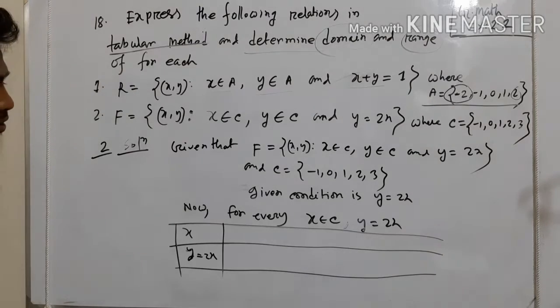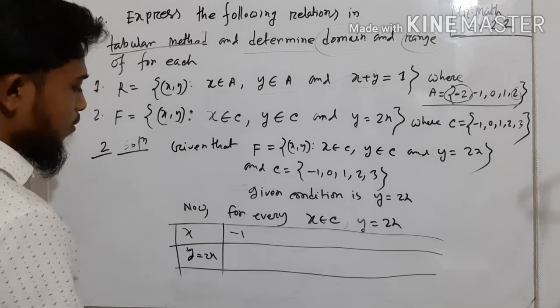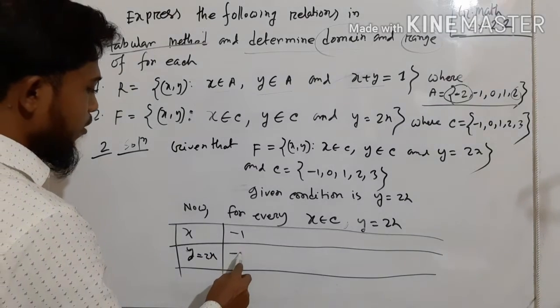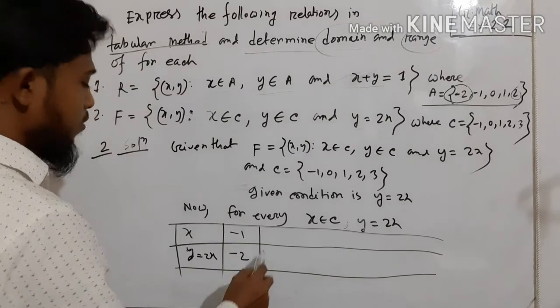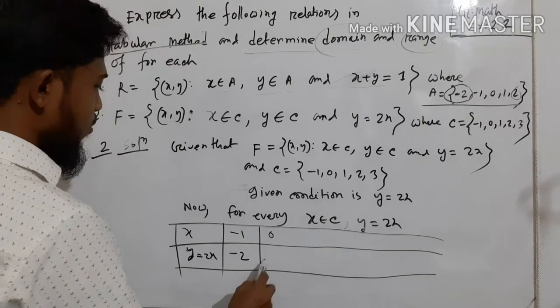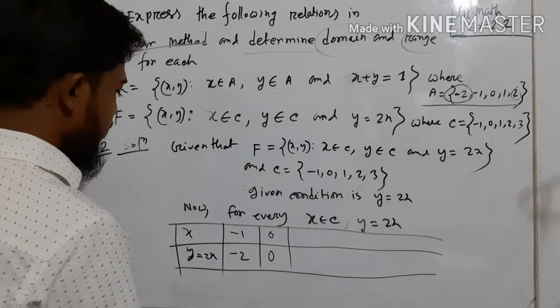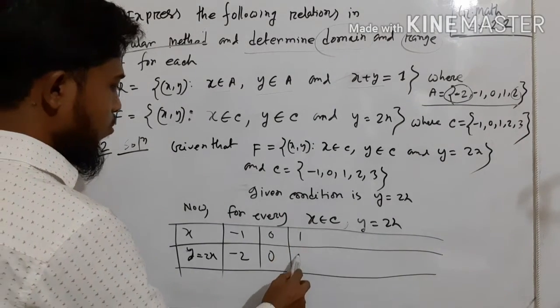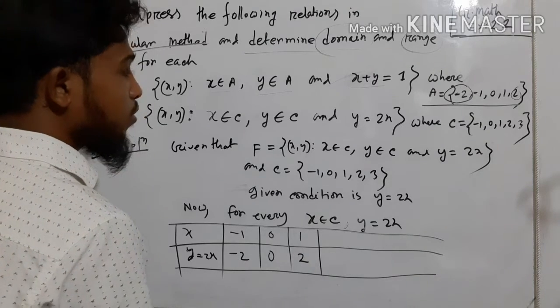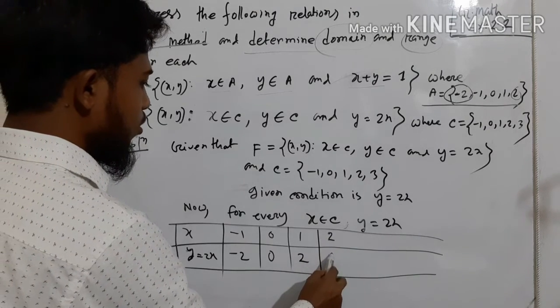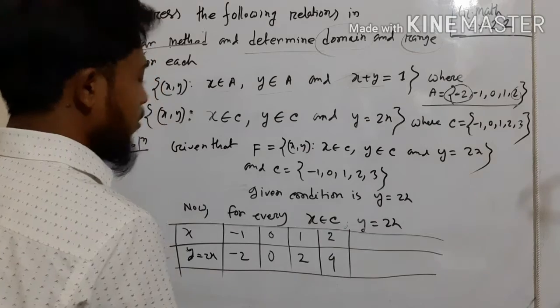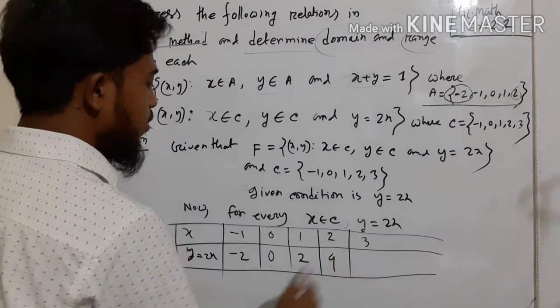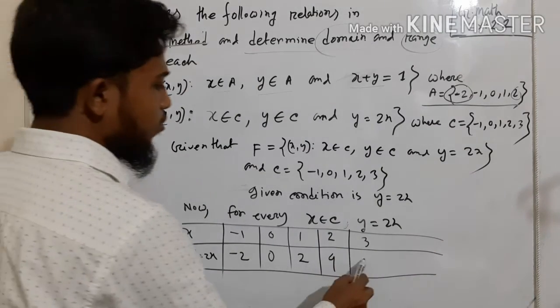When I put x equal to -1, then y equal to -2. x equal to 0, then y equal to 0. x equal to 1, y equal to 2. x equal to 2, y equal to 4, and x equal to 3, then y equal to 6.